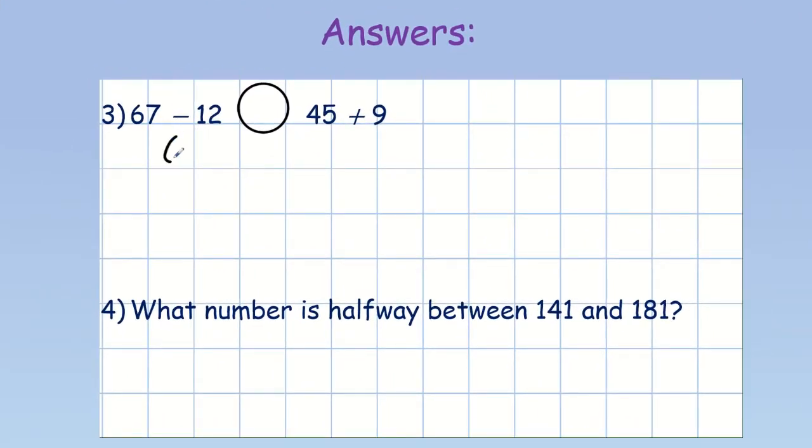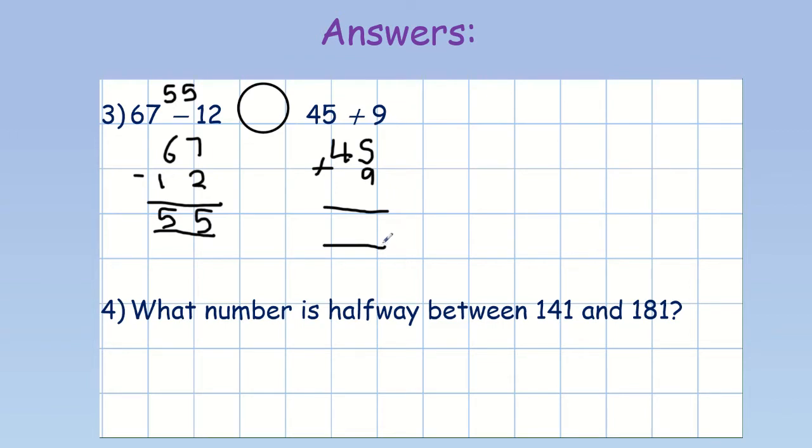So 67 take away 12. We have 7 take away 2, which gives us 5. 6 take away 1, which gives us 5. So this side is worth 55. Here we have 45 add 9. 5 add 9 is 14. 4 add the one we carried gives you 5. So the total here is 54.